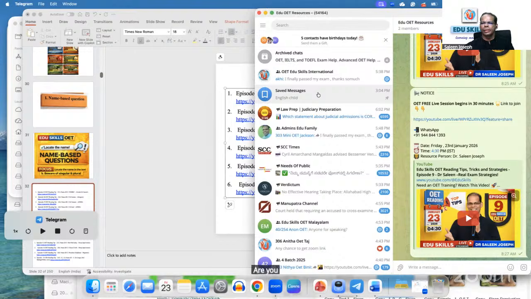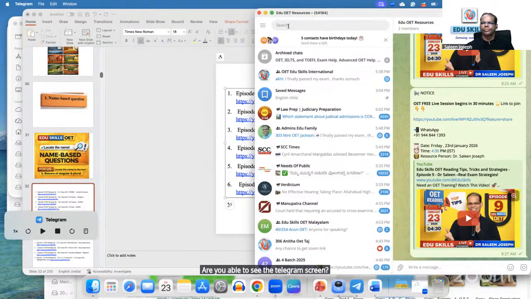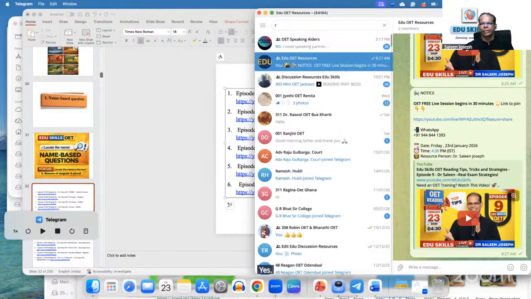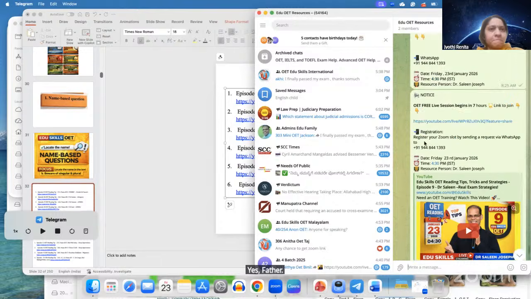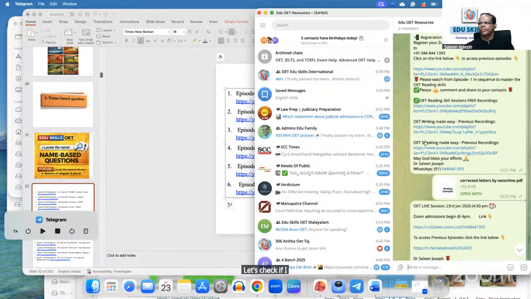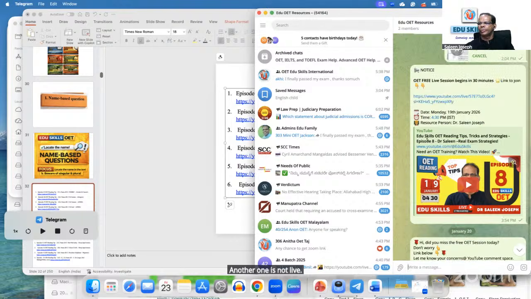Are you able to see the Telegram screen? Yes, Father. Let me check if I can play one for you. Another one is not live, some problem with clicking.